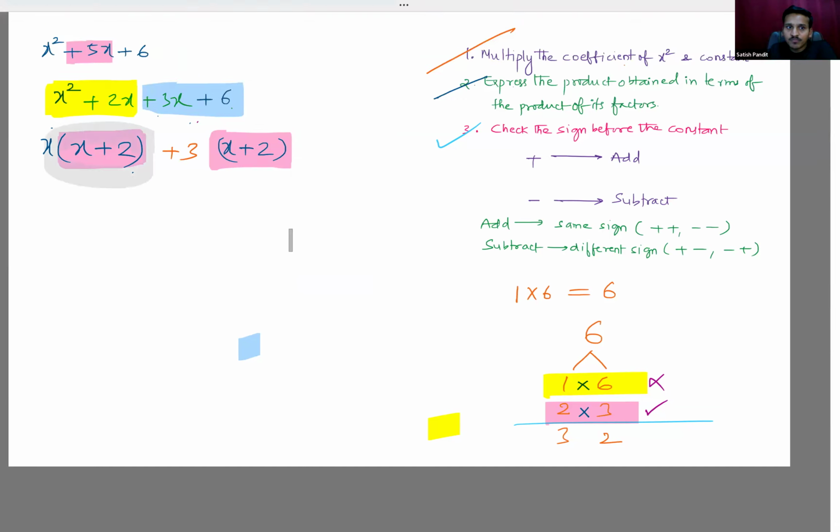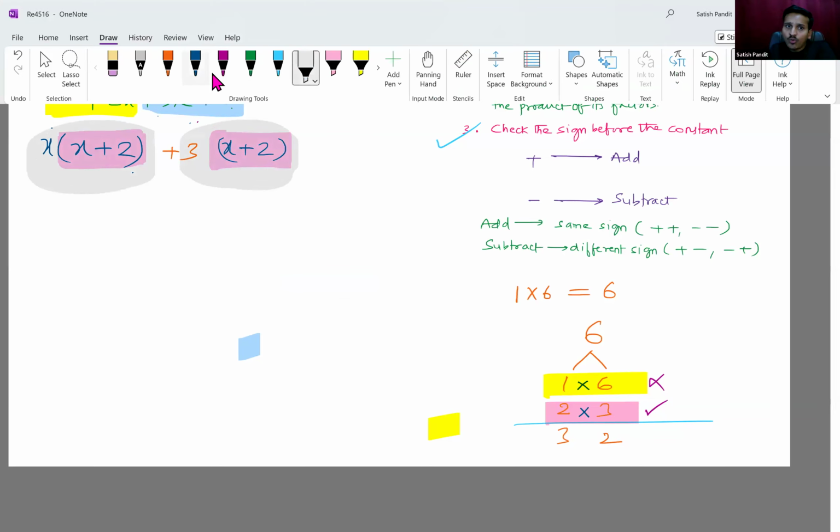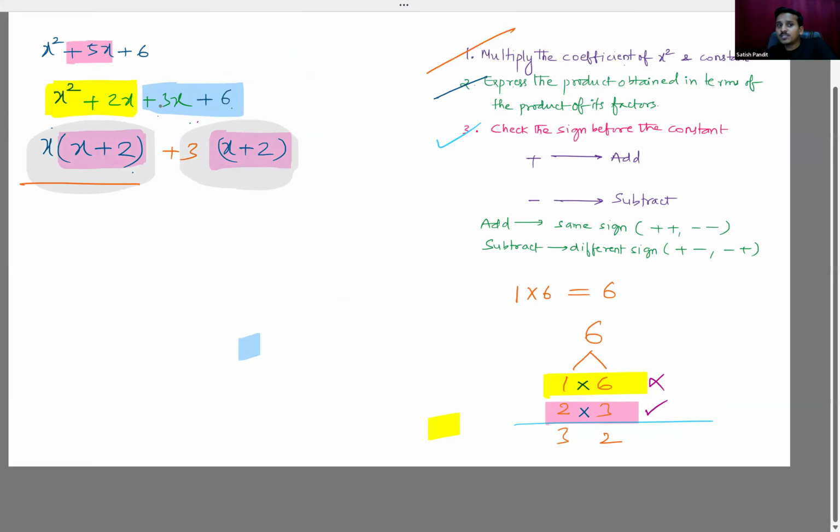Now, we have already discussed during our classes that this is just a single term, and this is also a single term. Whenever we have multiplication and all, it is actually a single term. Correct? Now, in these 2 terms, this is one term, this is another term. What is common? X plus 2 is common, so I'll take that.